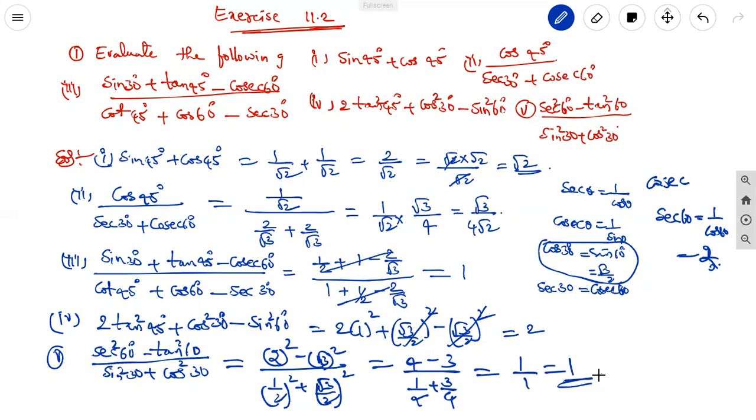These are the values from the right angle triangle of some other angles. In each and every problem, you have to remember the values of the angles of the trigonometric functions.